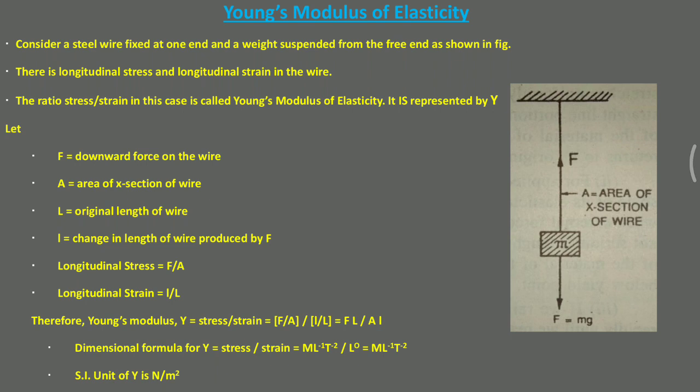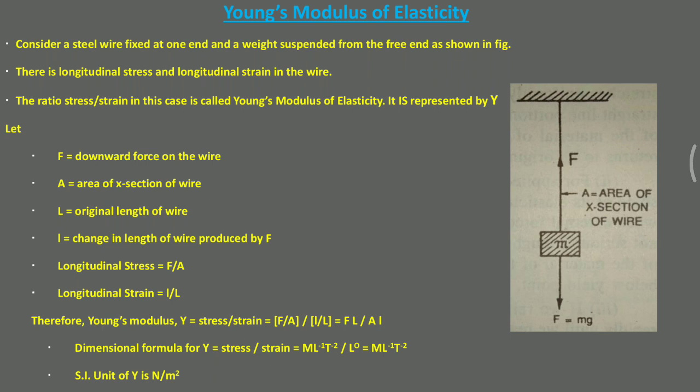If F is the downward force on the wire, represented as shown in the figure, A is the area of cross section of the wire, capital L is the length of the wire, and small l is the change in length of the wire produced by the applied force, then longitudinal stress is defined as the force divided by area. Longitudinal strain is given by small l divided by capital L.